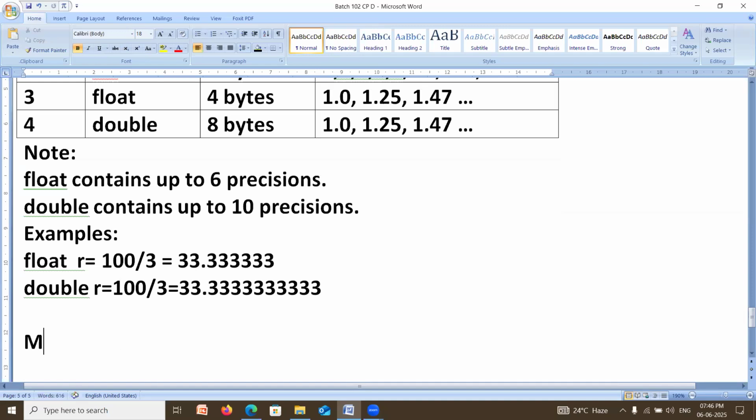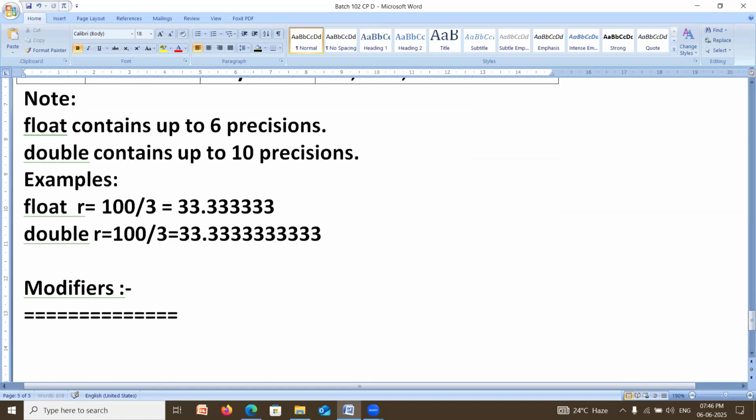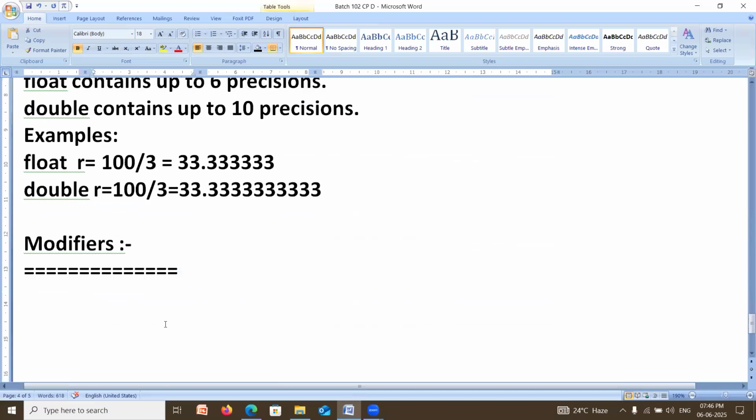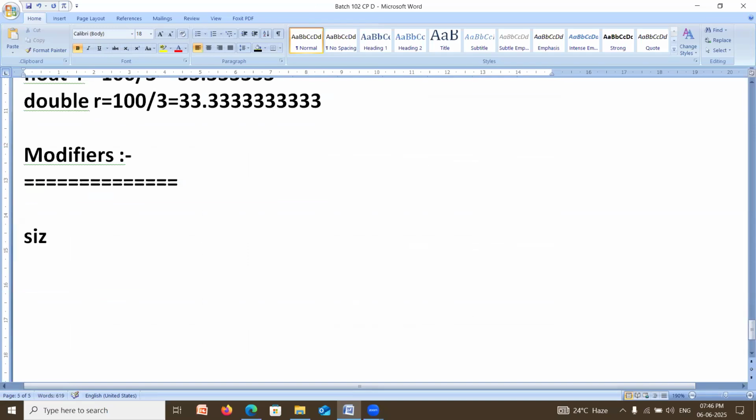The next topic is modifiers. What is the size of integer? 4 bytes. Size of integer is 4 bytes. Suppose you have a 4-liter water bottle. In that 4-liter water bottle, if you pour 5 liters of milk, then what happens? 1 liter milk will be wasted. Am I right? Yes. It will be overflowed.